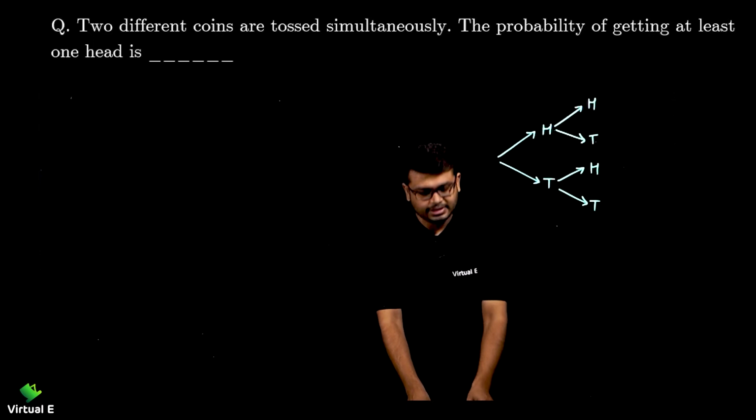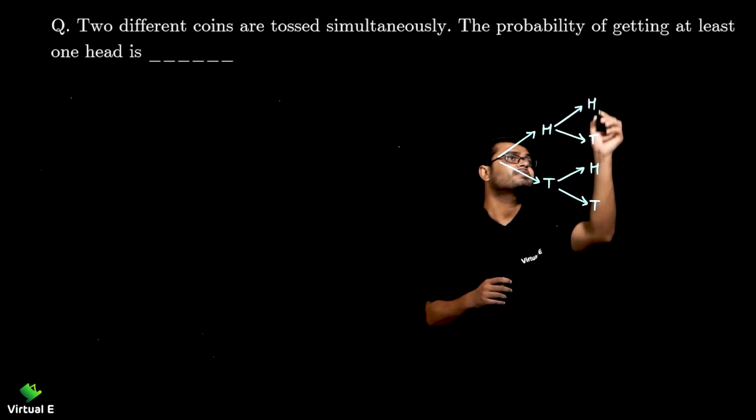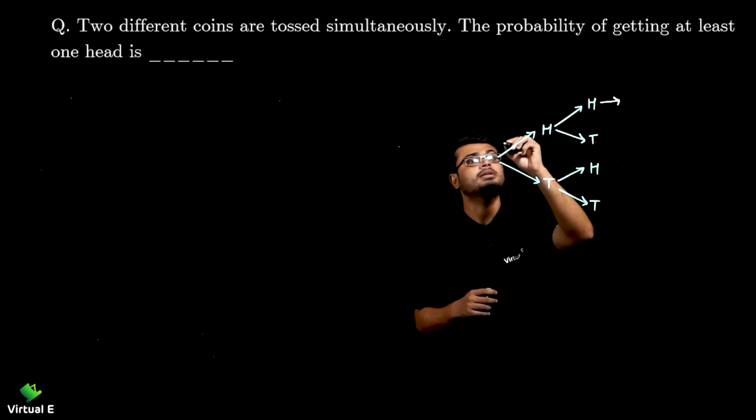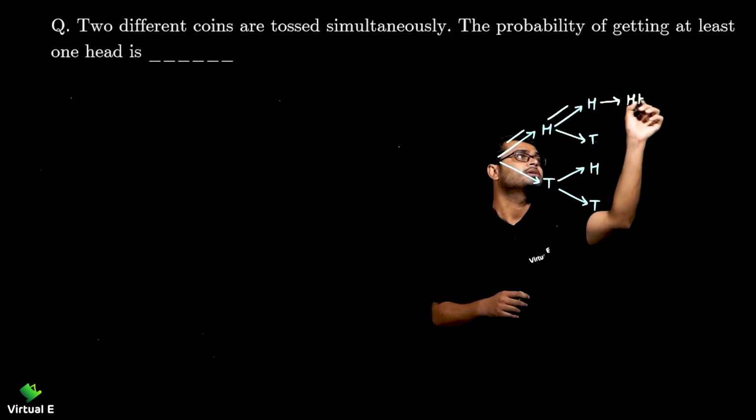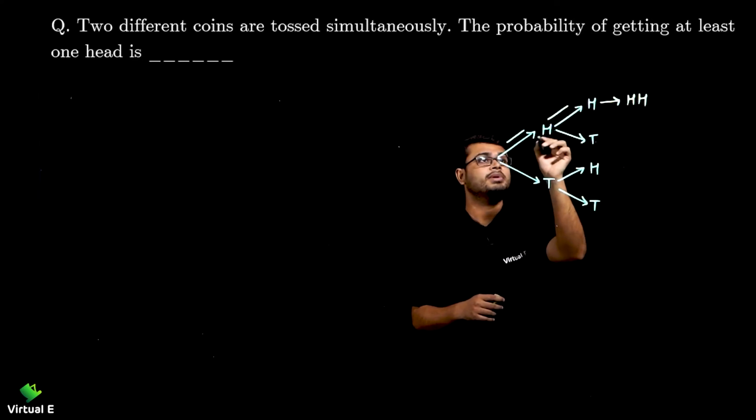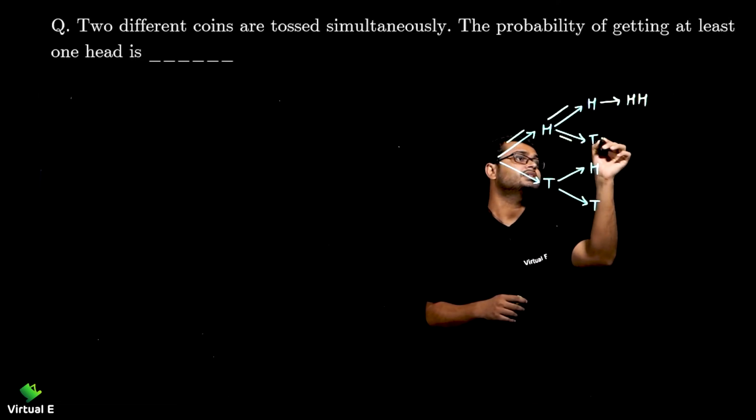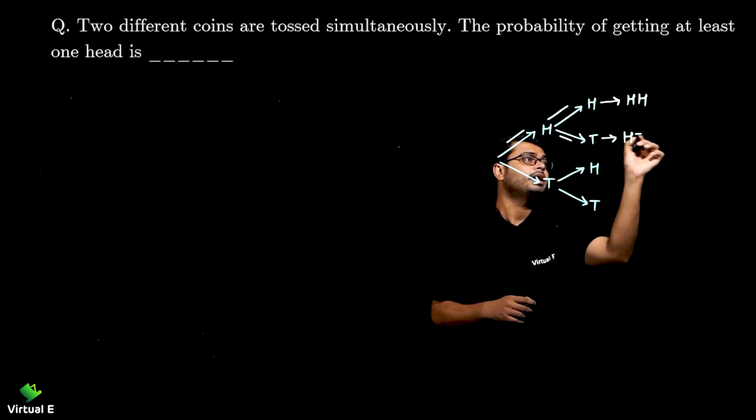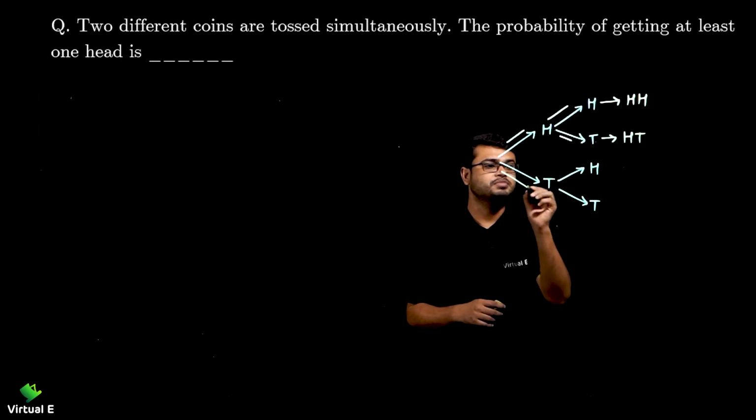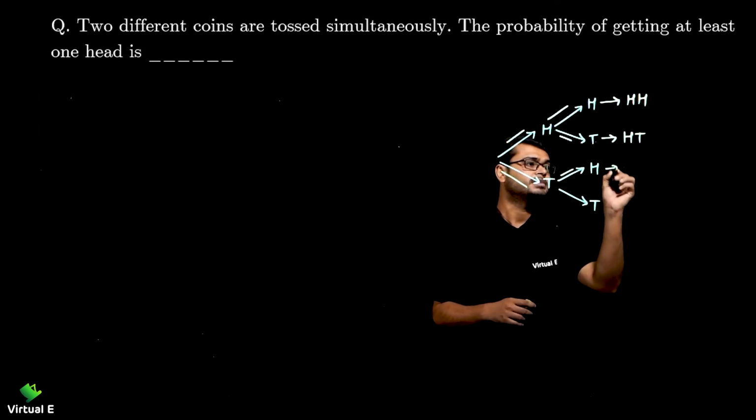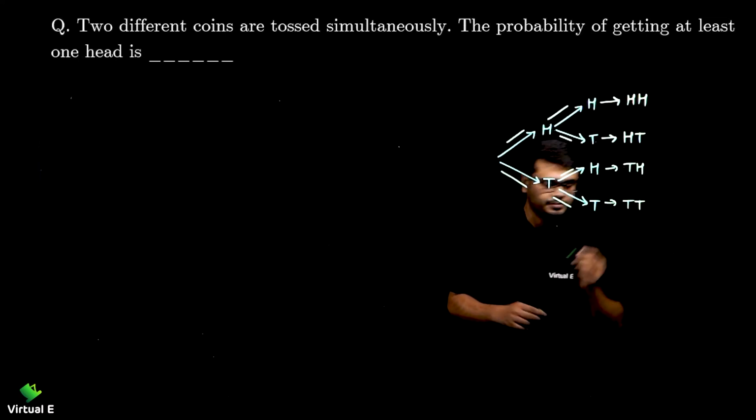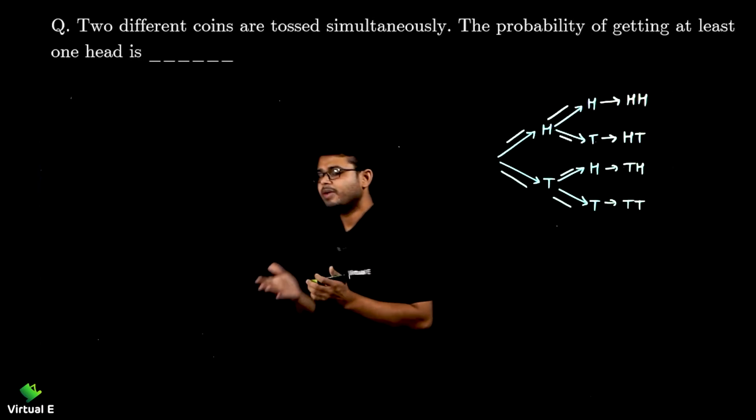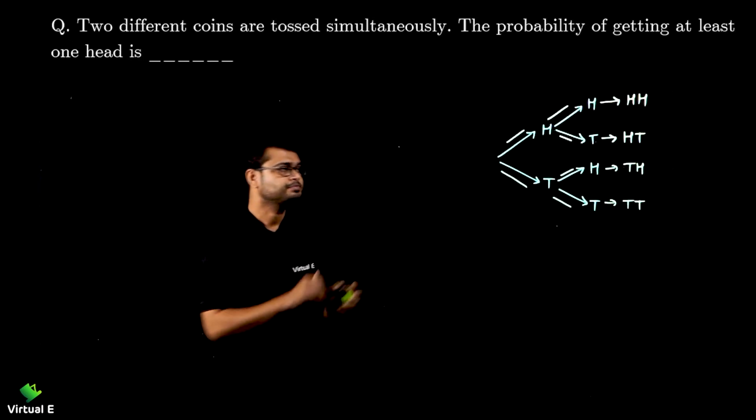Now if you want to get the outcomes, that's very simple. You follow this path, this and this, that will give you H, H. You follow this path, H, and this T, that will give you H, T. Then follow this path and go up, that is T, H, and if you follow this path, that will be T, T.